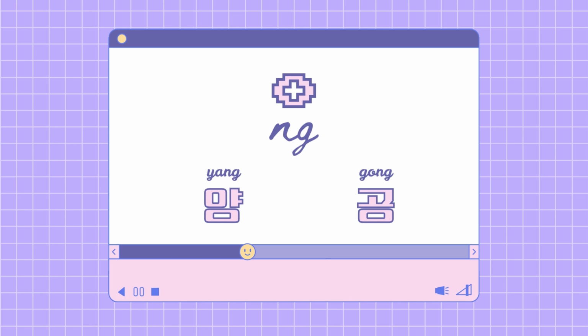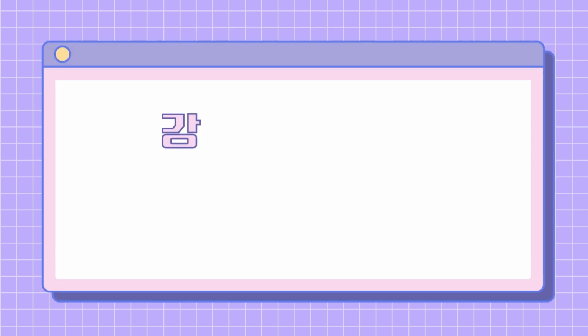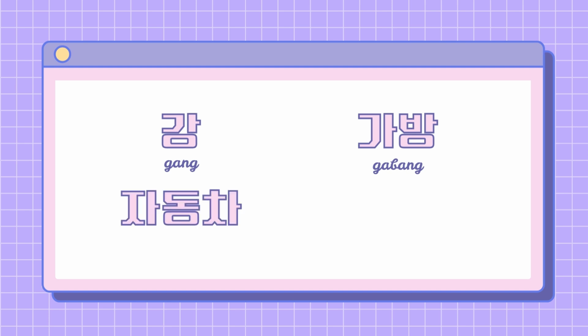When you're trying to pronounce the ng sound, there will be a little pressure on your throat. So feel that and try to pronounce the sound again. Now it's your turn to practice and master the ieng sound. Can you read the first word? 강, 가방, 자동차, 빵.